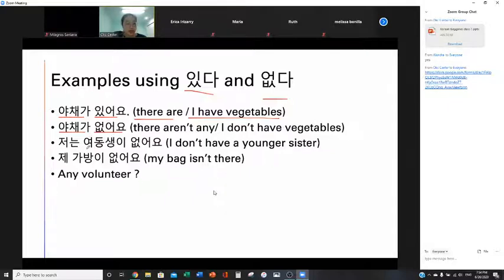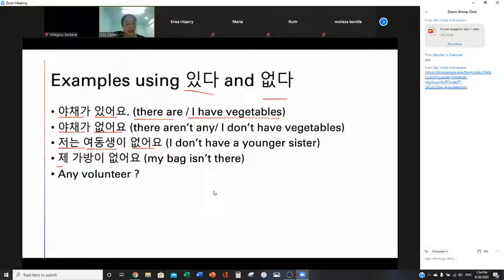저는 여동생이 없어요. I don't have a younger sister, right? So 저는 was added just to represent that I am not 'my', but that I am referring to I. So 저는 여동생이 없어요. 제 is the possession. It should be 저의, but it was shortened to 제. That's why it's 제. 제 가방이.